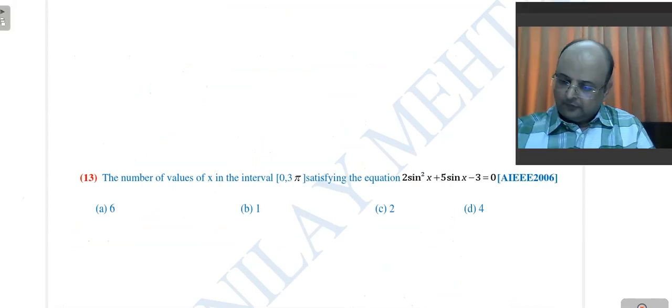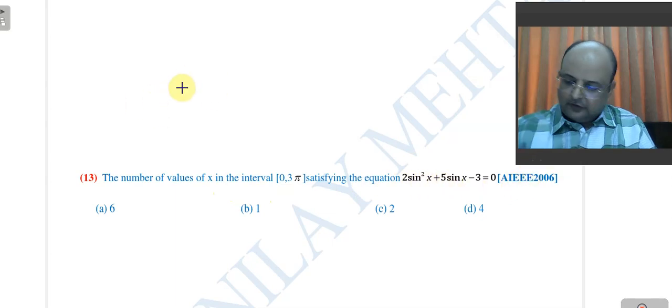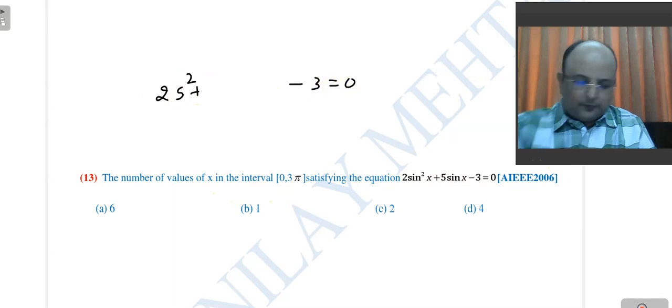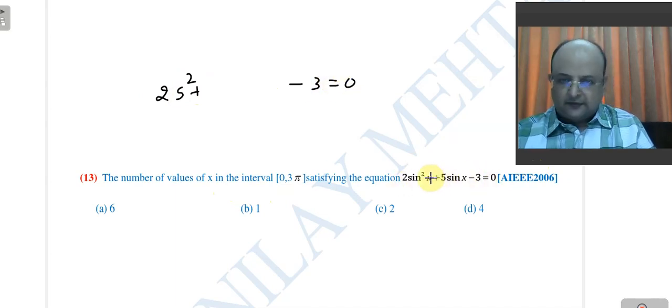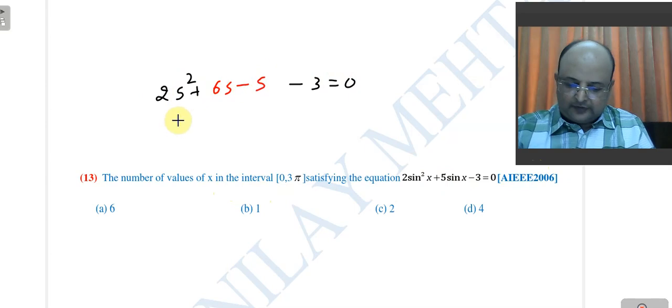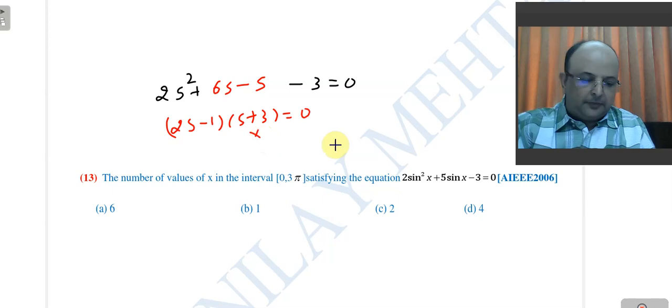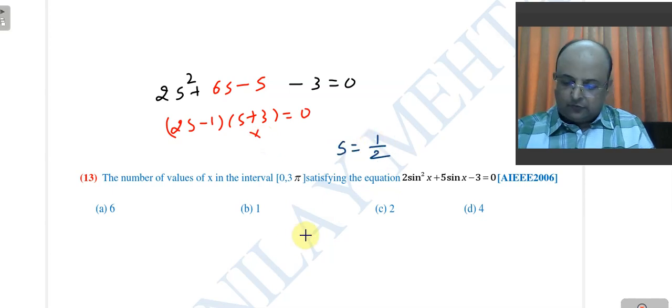Okay, this was asked in 2006. The number of values of x in this interval such that 2 sin²x + 5 sin x - 3 = 0. Well, 2 threes are 6 and 6 ones are 6, so I go for 6s minus s. (2s - 1)(s + 3) = 0. Sine cannot be minus 3, so you are left with only sin x = 1/2.